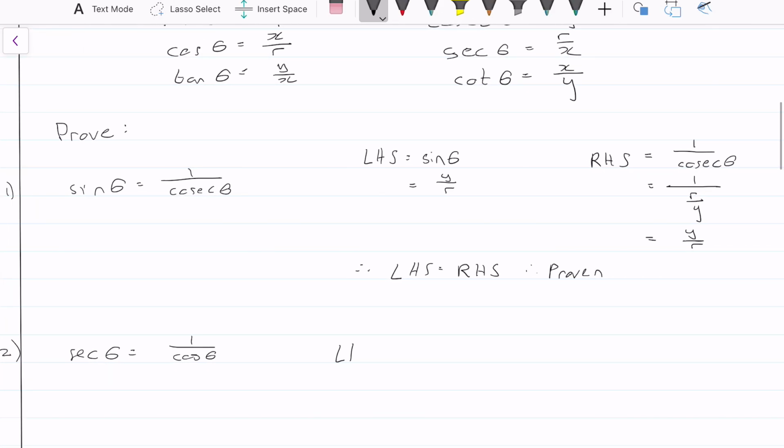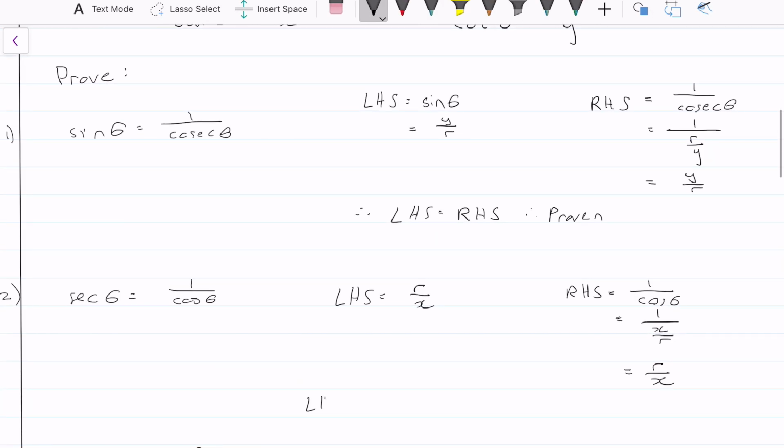Our left hand side is equal to sec theta, which is r over x, and we can't do much more with that, so we work on our right hand side, which is equal to 1 over cos theta, which is equal to 1 over x over r, which is equal to r over x. So again, we've shown that our left hand side is equal to our right hand side, so the identity is proven.